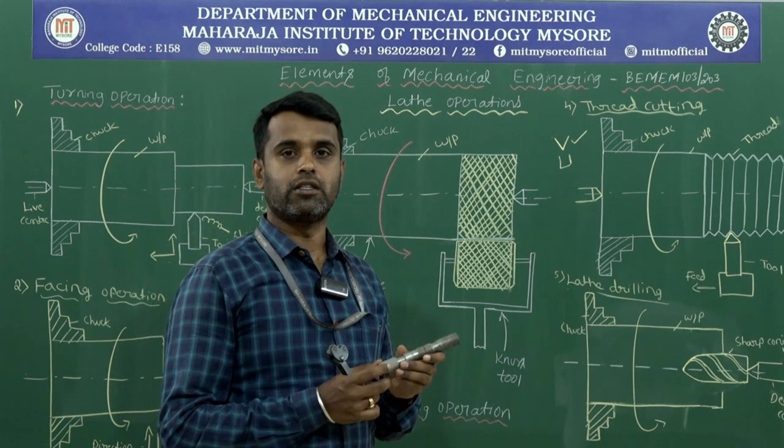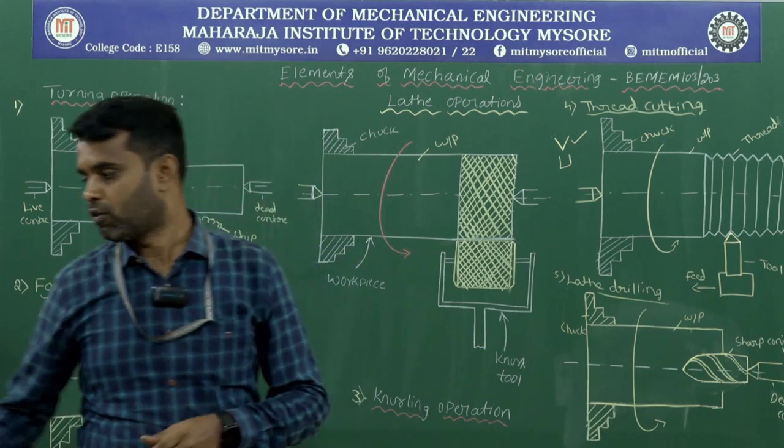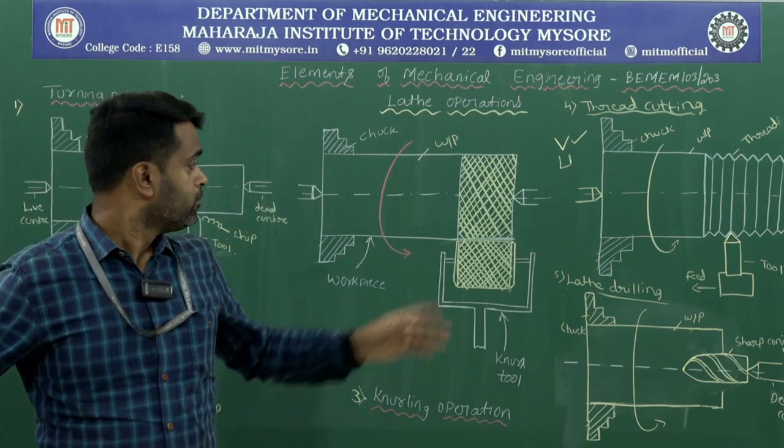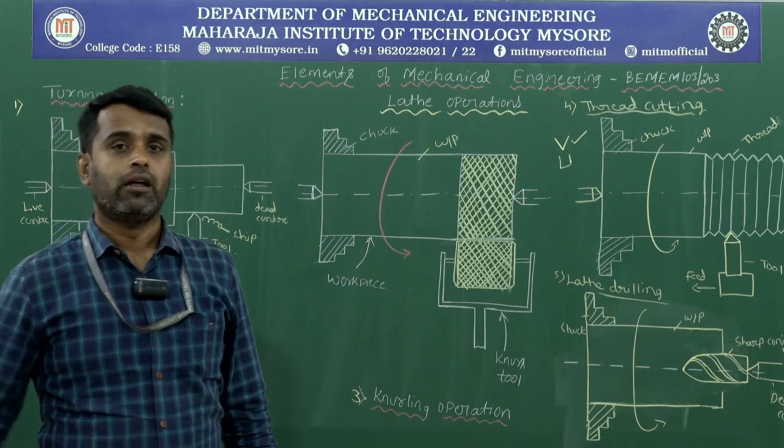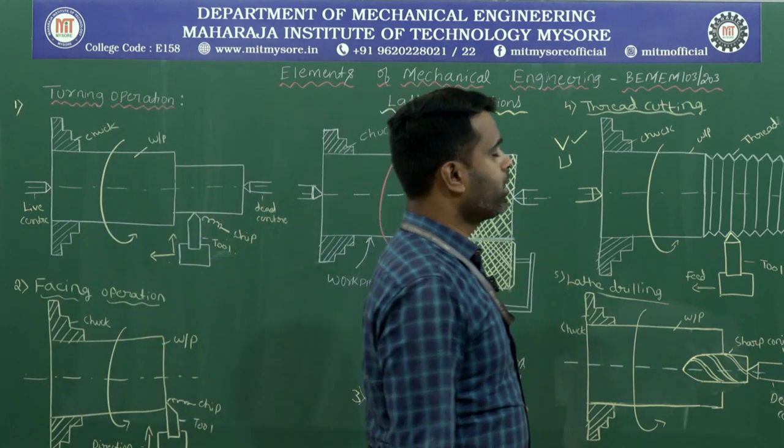The rough surface is used for the gripping purpose. That is one of the operations that can be performed on the lathe machine. Okay, next operation is the thread cutting operation.